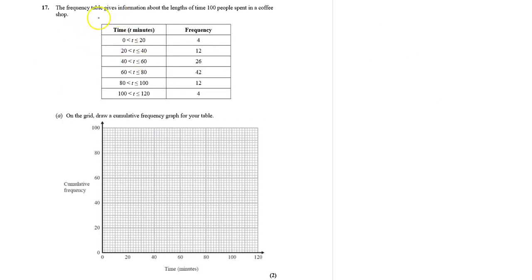So question number 17, we've got a frequency table here about the length of time 100 people spent in a coffee shop. It says, on the grid, draw a cumulative frequency graph for your table. So the first thing we need to do is add a column to work out our cumulative frequency totals. So cumulative frequency being the running total, the first one is 4. The next one would be 4 plus 12, which is 16. And then we would add 26, which is 42, plus another 42 is 84. Plus 12 is 96, plus 4 is 100. Adds up to the 100 stated in the question. It's a good thing to check back to, so probably correct.